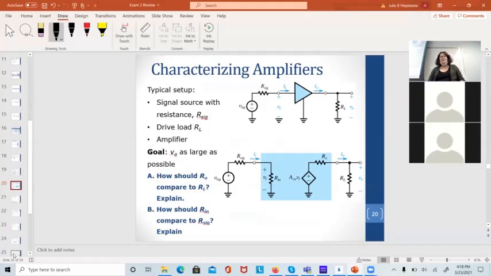Characterizing amplifiers. This is so basic that even digital engineers need to understand this, even if you're going to go off and be an FPGA designer. This is the amplifier right here. What we've been calculating through this whole unit is Rin, Rout, and gain. These three numbers. If I give you those three numbers, could you draw this picture?